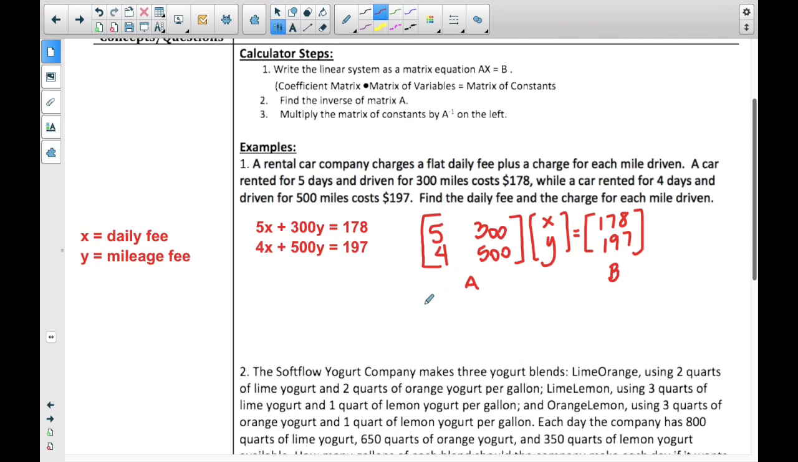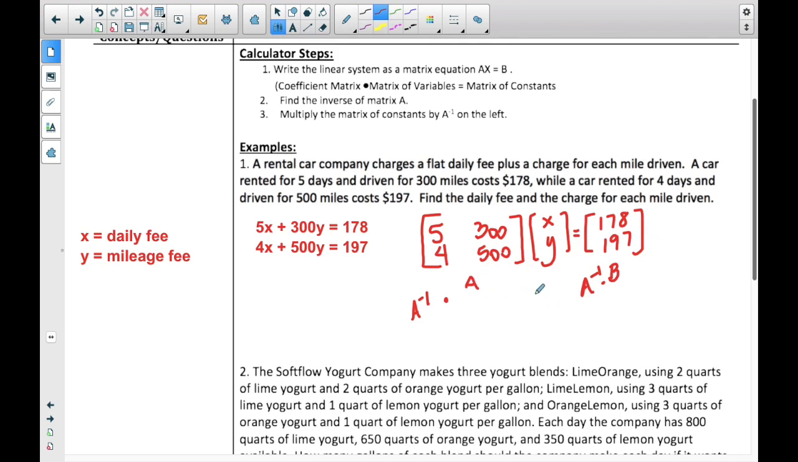Now that you have these entered, the first thing that you want to do is find out what A to the negative first power is. That's the inverse matrix for matrix A. So we take A to the negative first, hit enter, see what you come up with. Leave that on your screen and then hit times, because you need to multiply that times matrix B.